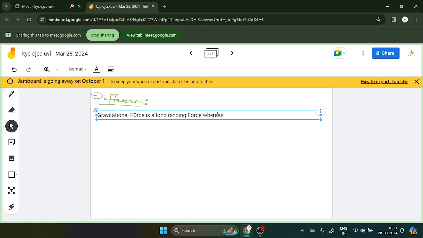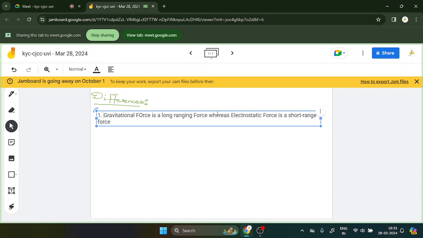Whereas Coulomb's force, or we can also say electrostatic force, is also called the electrostatic force because it is the force acting between two charges. So electrostatic force is a short range force. Clear?